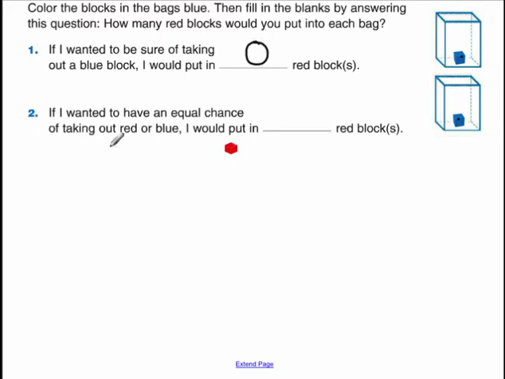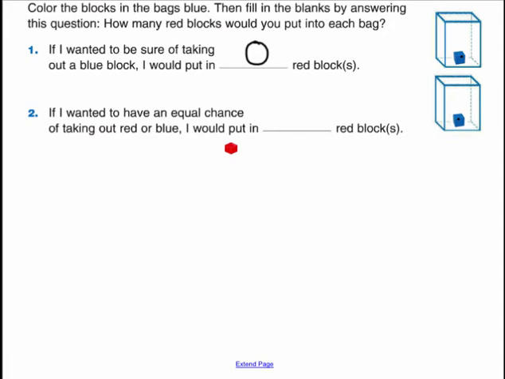If I wanted to have an equal chance of taking out red or blue, I would put in how many red blocks. So thinking again about our vocabulary, equal. Equal means it's fair. So 1 blue for you, 1 red for me. How many red blocks would need to go into that bag? Well, if I was thinking about candy bars, if you had a Whopper and I had a Whopper, that would be fair. If you had a Twix and I had a Whopper, that would be fair. So as long as we had the same amount of something.